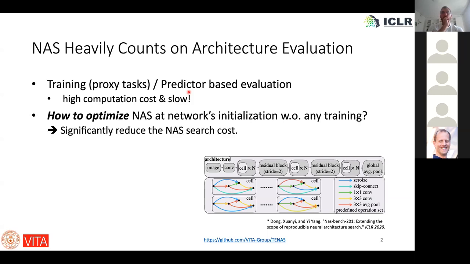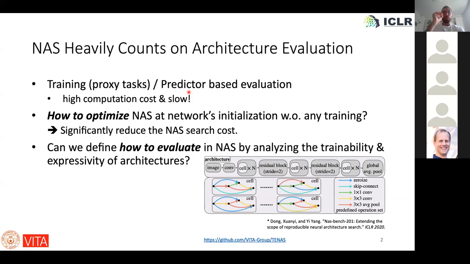So there are two core questions in our work. First is how to optimize NAS networks at initialization without any training. If we can do this evaluation at initialization, then the whole cost of the neural architecture search can be dramatically reduced. The second question is, can we define how to evaluate NAS by analyzing the trainability and the expressivity of the architecture, which I will cover in more detail in the next few slides. But the high-level idea is that if we can evaluate the architecture just by analyzing their properties without any training, then this second question will help us solve the first question.